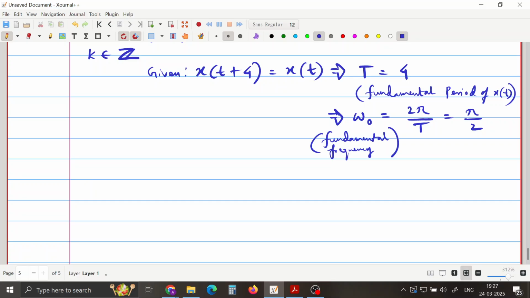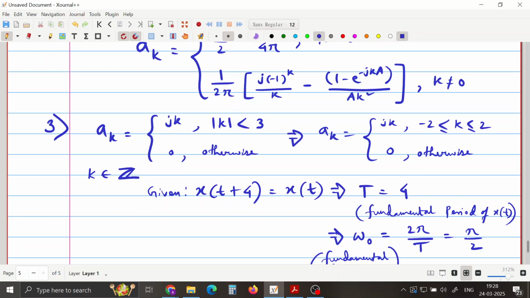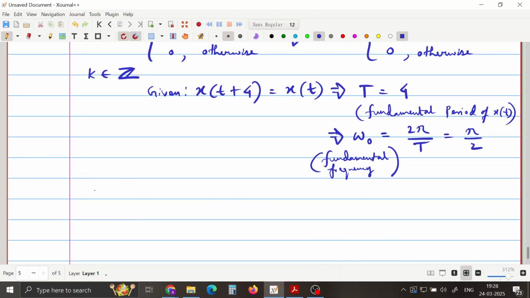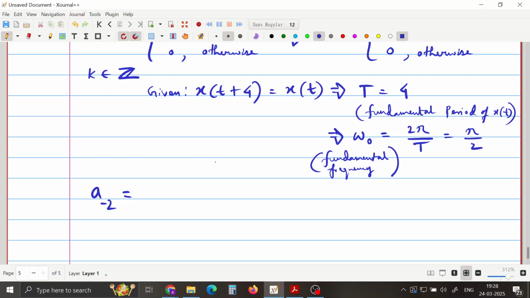Now let us find the coefficients one by one. So for k equals to minus 2, k equals to minus 1, k equals to 0, k equals to 1 and k equals to 2. Let's calculate AKs. So a minus 2 is how much? For k equals to minus 2 I am finding AK, so it will be a minus 2. And it has the form j times k. So j times minus 2, which is minus 2j.